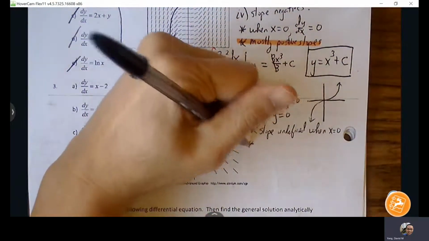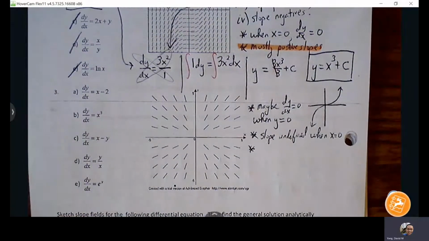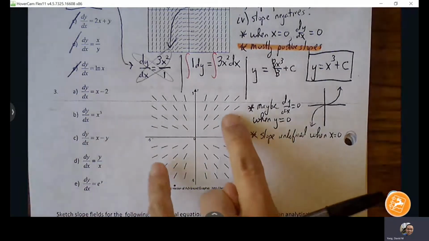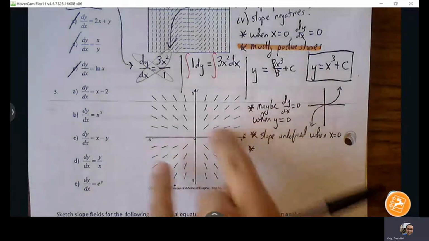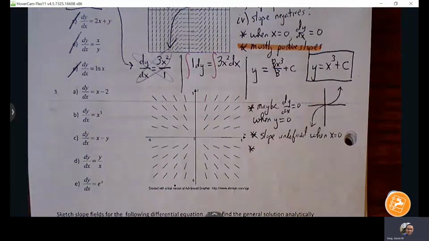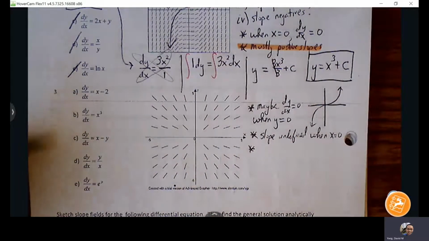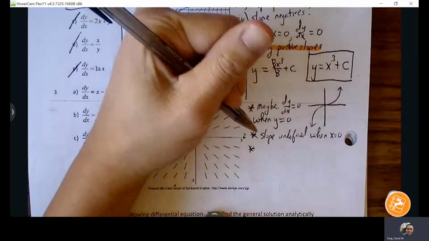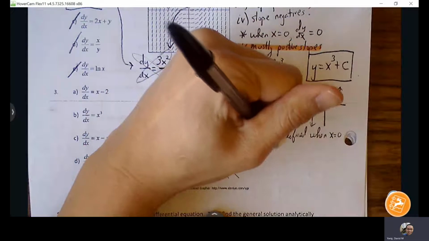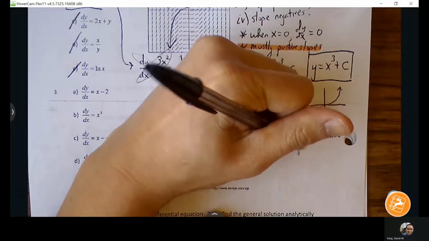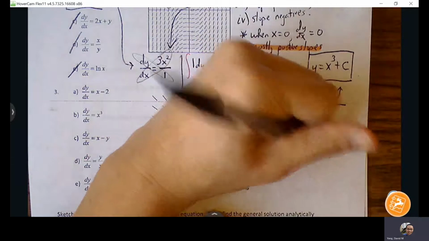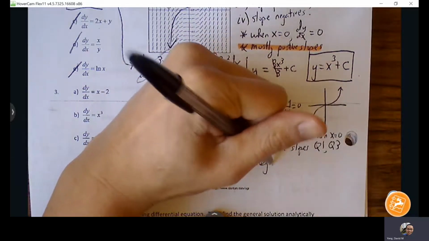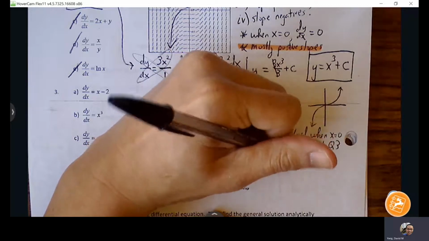Okay, what about a collection of positive slopes? Do you see a collection of positive slopes that we can make some general observations about? Yeah, first quadrant and third quadrant, right? If we're able to make those general statements, it's going to be really helpful in eliminating the choices that are wrong. Positive slopes, quadrant one, quadrant three. Okay, how about negative slopes?